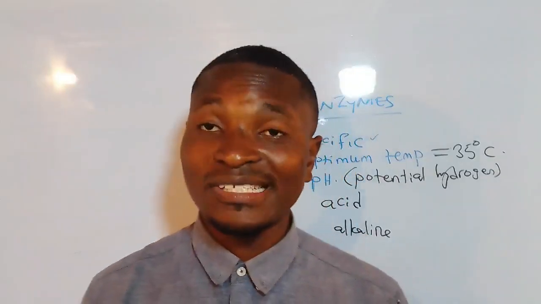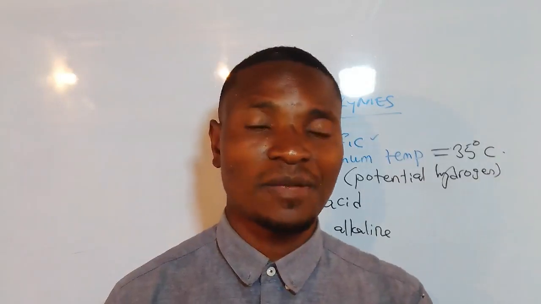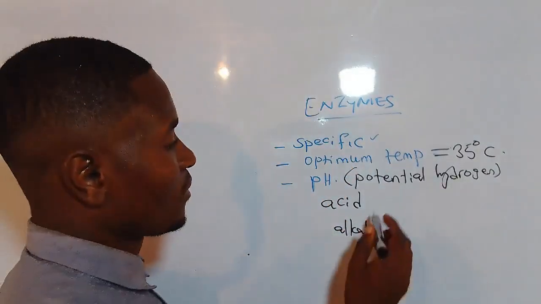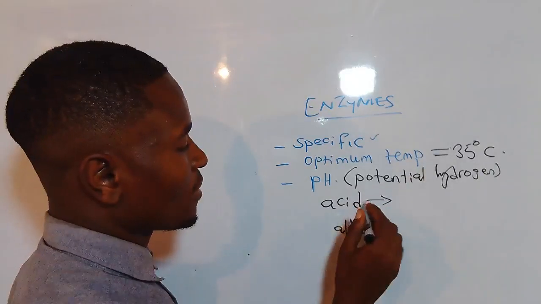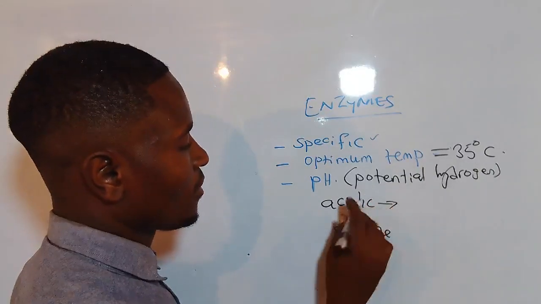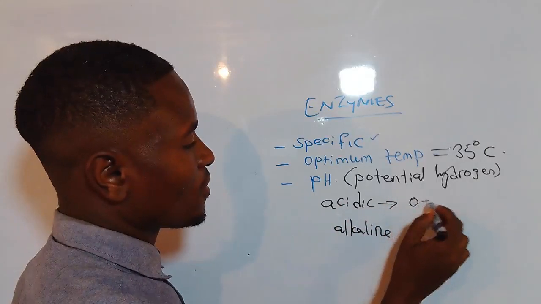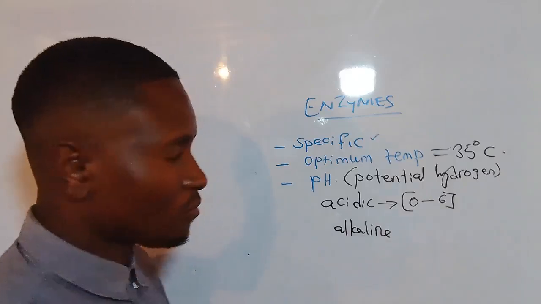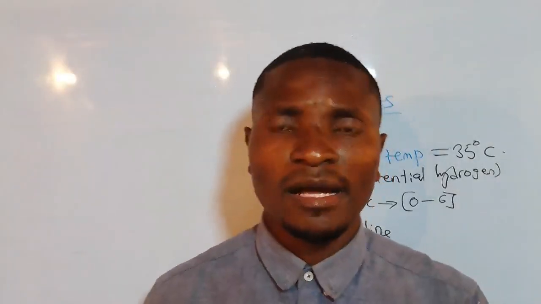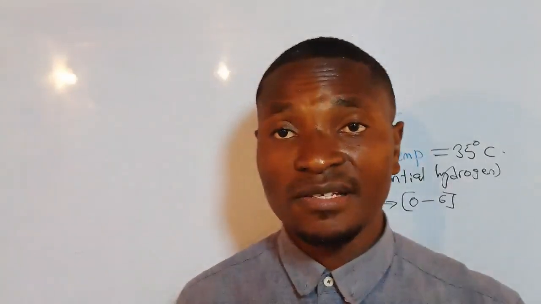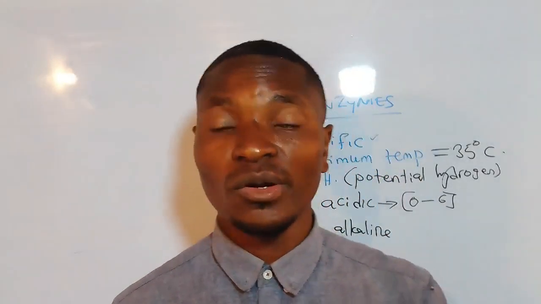Now if the pH tends to be acidic, it simply means that only the enzyme that can operate in that kind of pH environment is going to operate there. And mostly these acidic values are from 0 to 6. So if the pH level is acidic, it can start from 0 all the way up to 6.